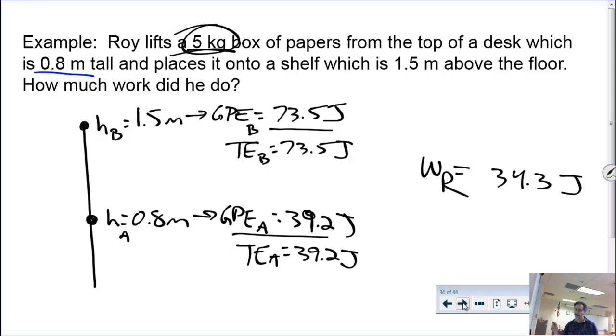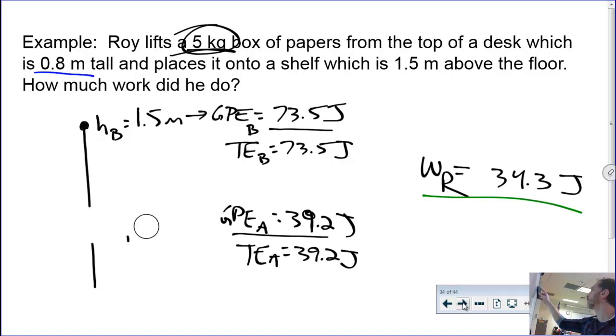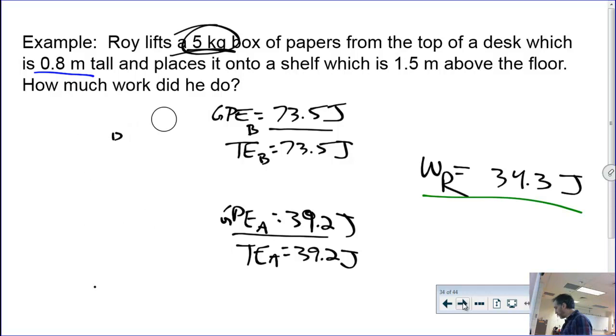So here's a problem where our total energy was not constant. This is super important. Why is our total energy not constant? Oh, because Roy is a non-conservative force, right? And he did work. All right, so let's take a second and figure out how much work Roy did. And yes, we've already done that, but let's do it using our new ideas, right?